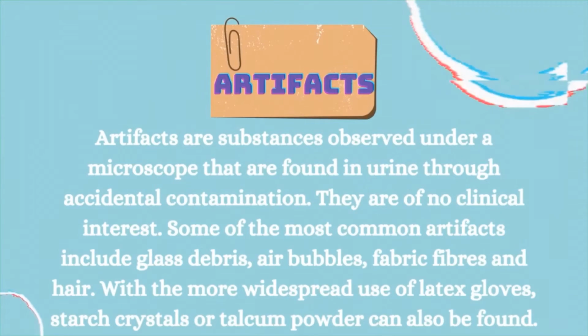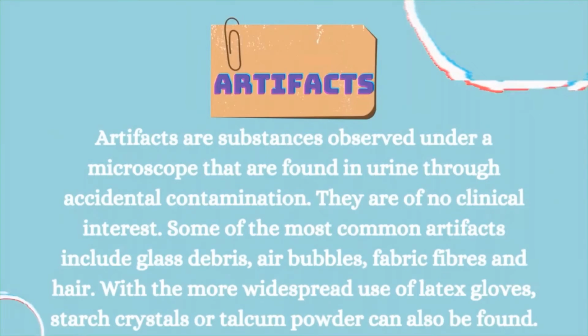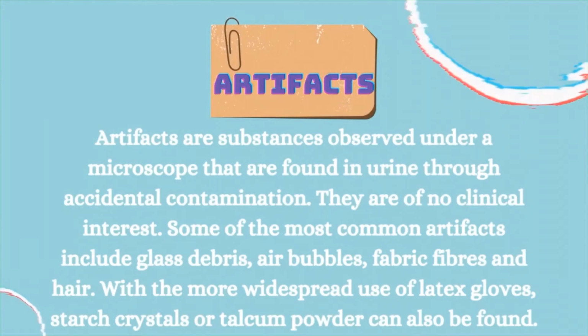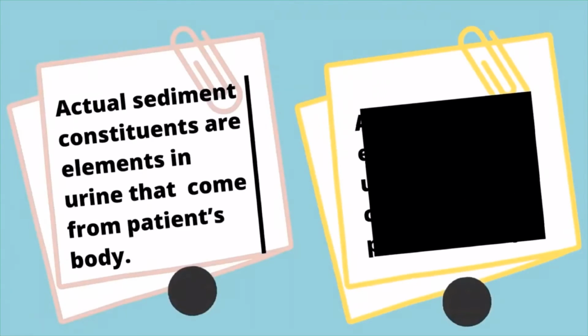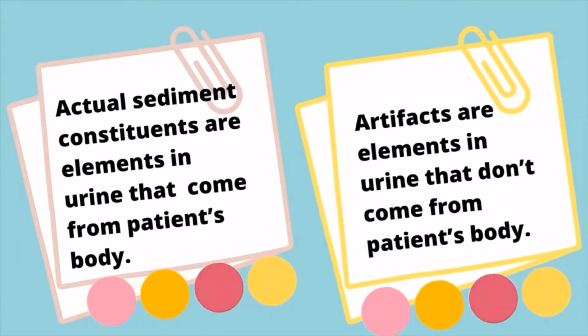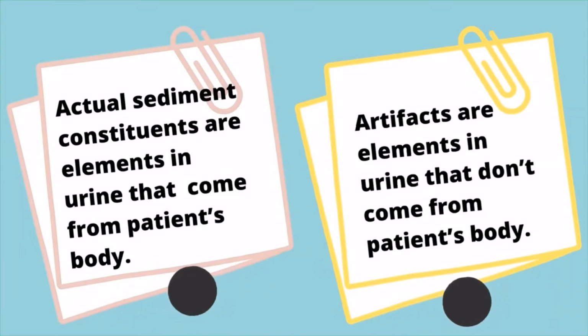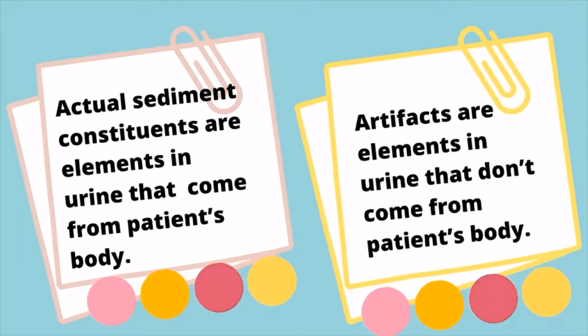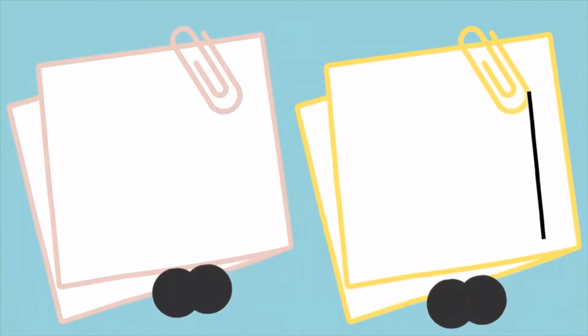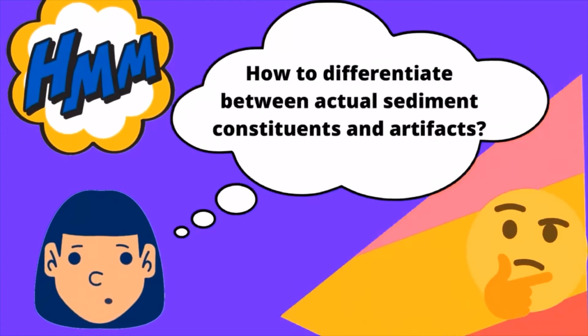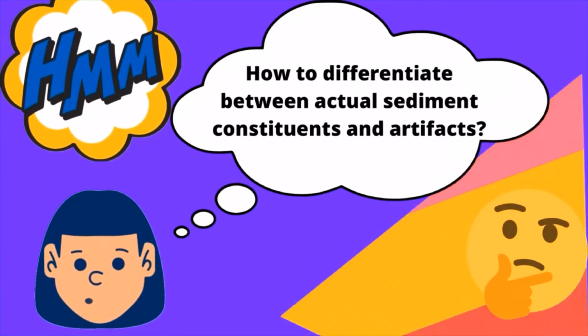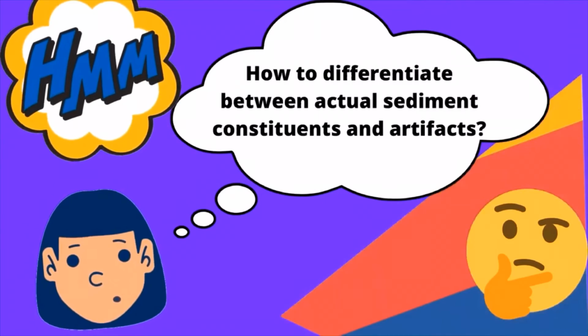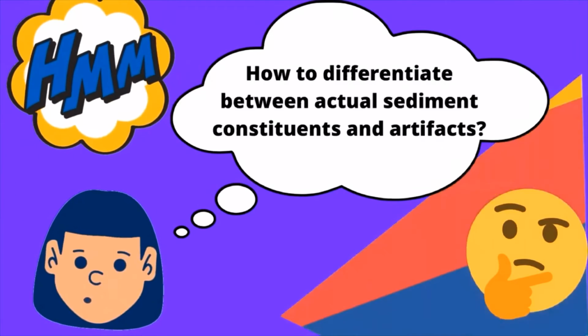Some of the most common artifacts include glass debris, air bubbles, fabric fibers, and hair. With the more widespread use of latex gloves, starch crystals or talcum powder can also be found. Actual sediment constituents are elements in the urine that come from the patient's body. Artifacts are elements in the urine that don't come from the patient's body. So, how are we able to differentiate between actual sediment constituents and artifacts? Maybe you too are confused about this.